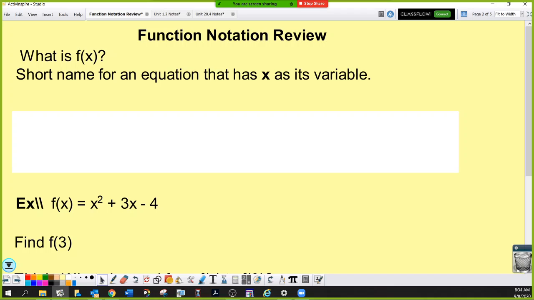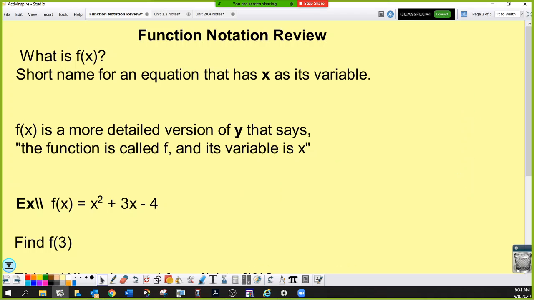We see this next box is even bigger, so there must be more to it, right? It is a more detailed version of y. It tells mathematicians this function is called f, x is its variable, and anytime something happens on the inside, our job is to plug that in. So yeah, it's just the y values, but it gives it a name.